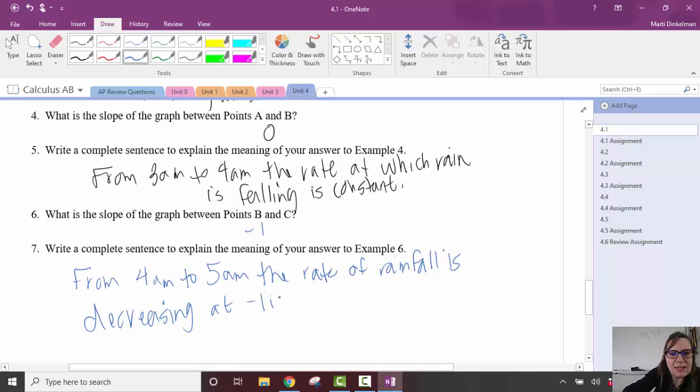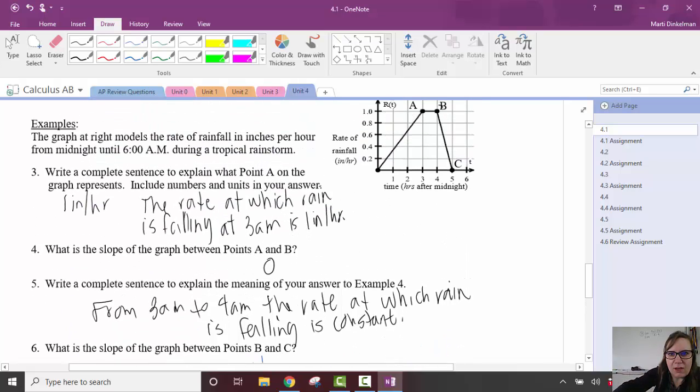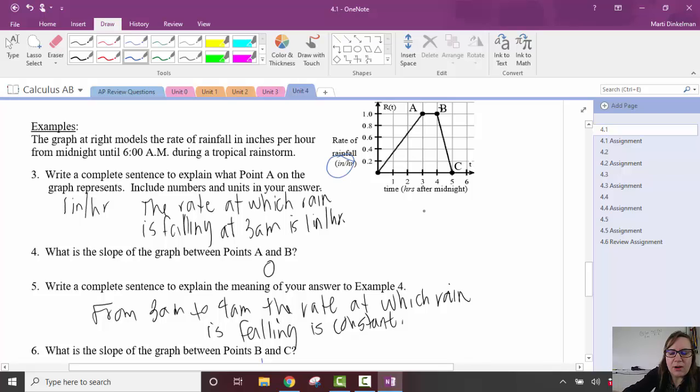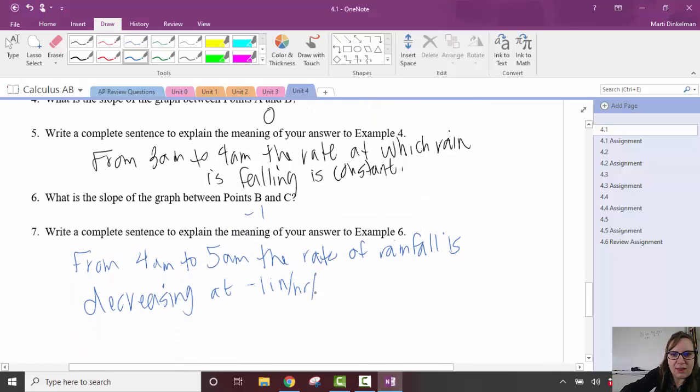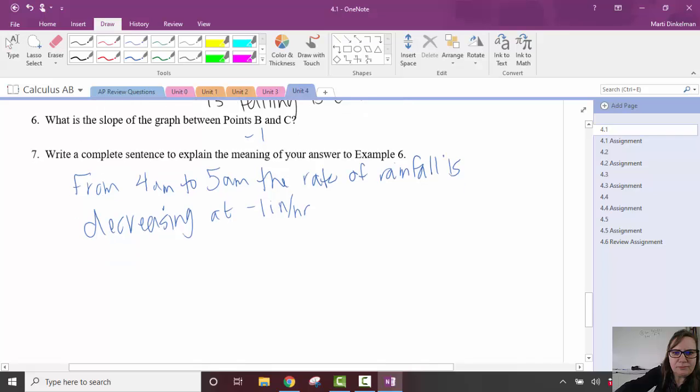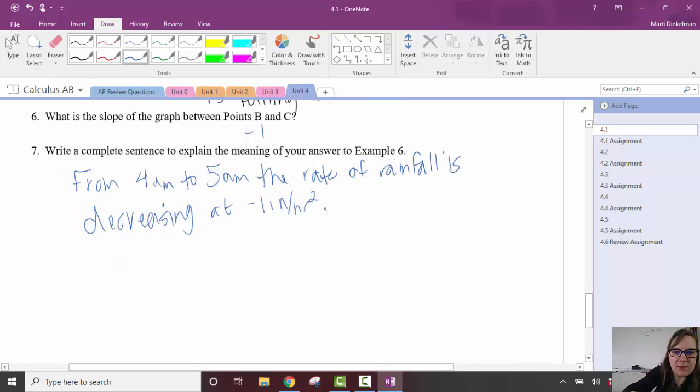So the rate is in inches per hour. And then again, look over here. Our y is in inches per hour. And if we're talking about slope, we're talking about a y over an x. So this is going to be in inches per hour per hour. And we can actually just do it like that, or we can call it inches per hour squared. So however you want to name that, they'll be happy.